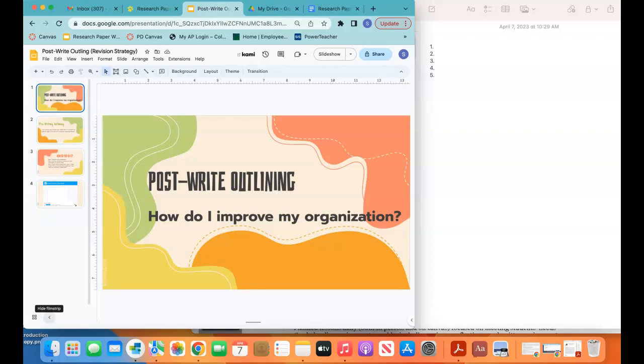Okay, so in today's lesson, we're going to talk about one revision strategy you can do to help improve your paper. It's called post-writing outlining, and it helps us improve our organization.